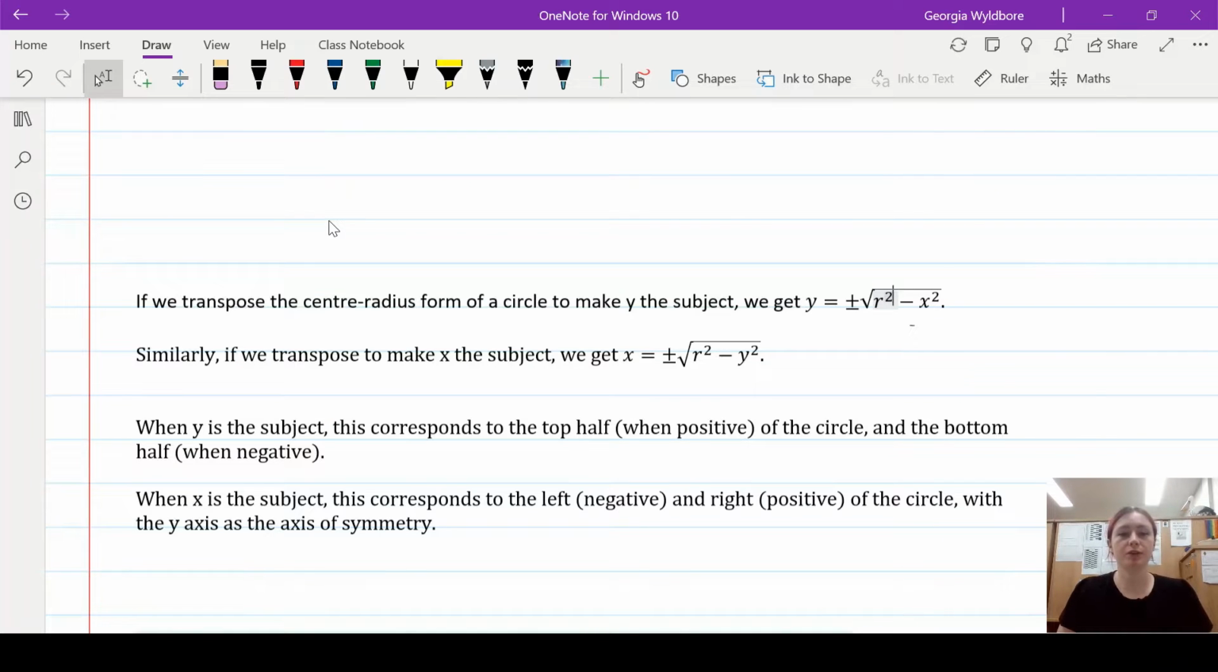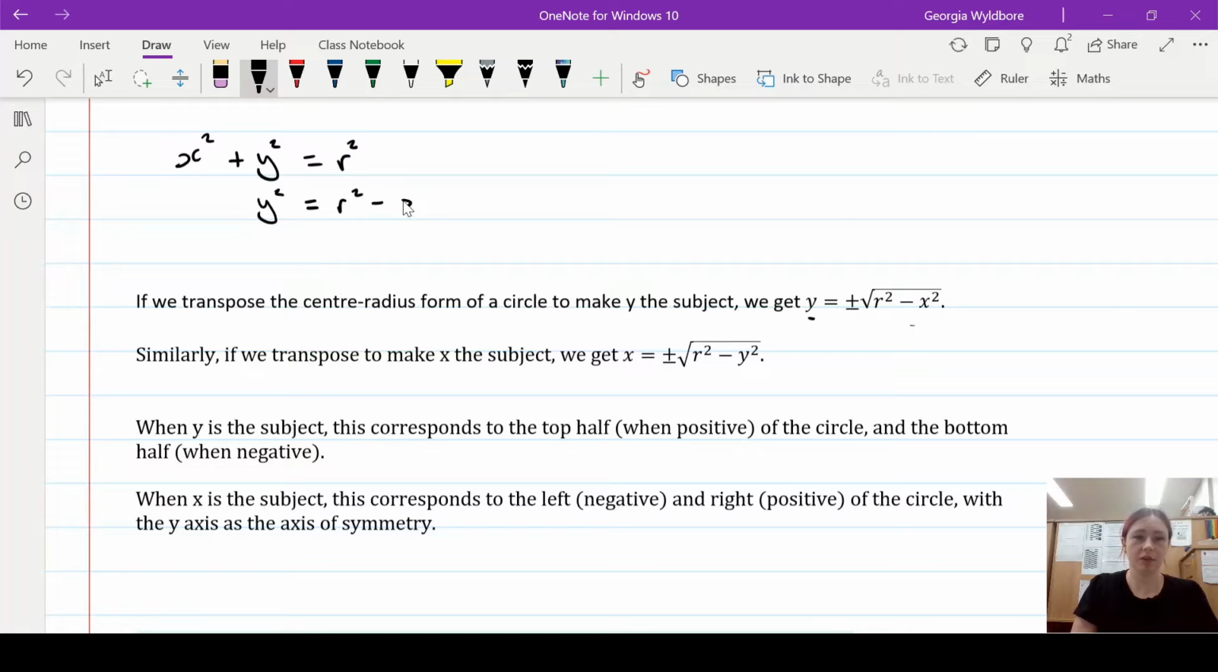So if we transpose the center radius form of our circle, and if we think about it without any translations, we just have x squared plus y squared equals r squared. So obviously, if we transpose that to make y the subject, we get y squared equals r squared minus x squared, and then y is going to be plus or minus the square root of that. And similarly, if we did it for x, we would have r squared minus y squared. Obviously, because we're square rooting, we have positive or negative.